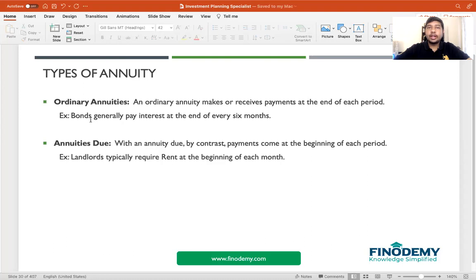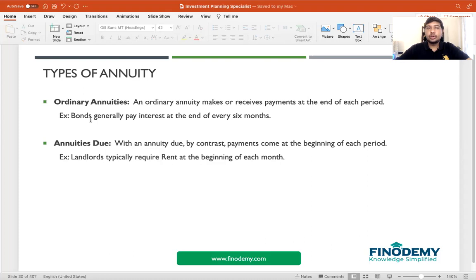In case of an annuity due, you have an example wherein you're paying rent to a landlord. There you have to pay the rent in advance. You cannot tell the landlord that I'm moving into your place and I will pay you the rent at the end of every month. You need to start by paying the rent in advance. So that is an example of annuity due. Again, investments happening today are an example of annuity due. Any loans are an example of ordinary annuity.